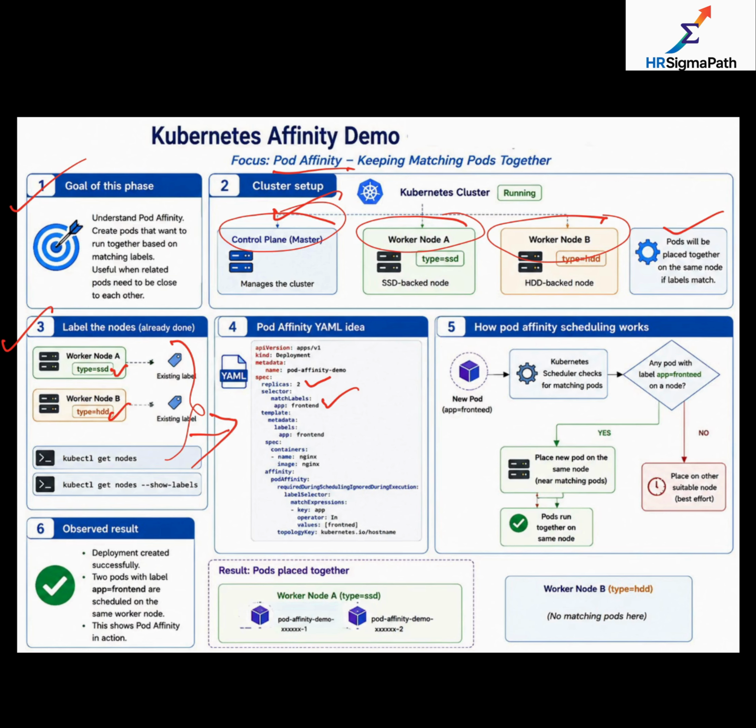Now the most important section is pod affinity. This tells Kubernetes that the pod should be placed close to another pod with the same matching labels. Then we have a topology key here. This is very important because it means the scheduler should consider the same node as the placement boundary. In simple words, Kubernetes is being told that if you find a pod with the label app equals frontend, then place the new pod on the same node.